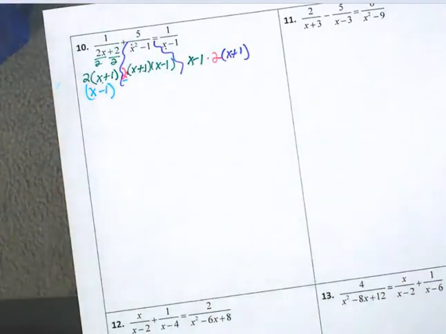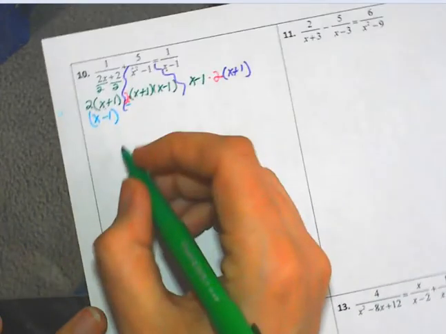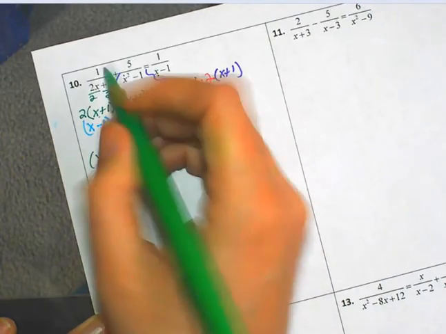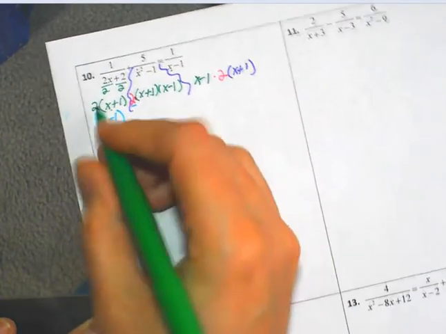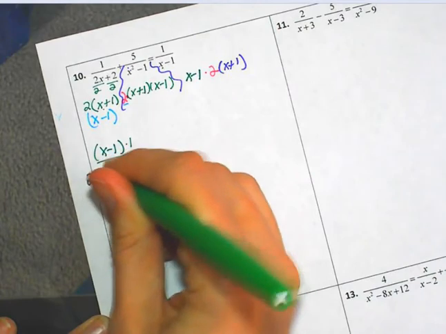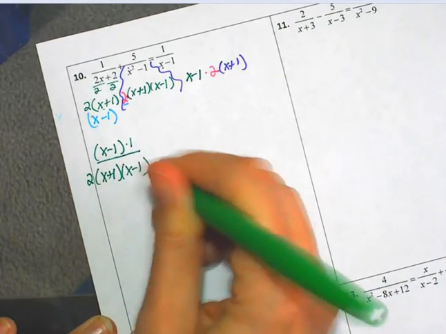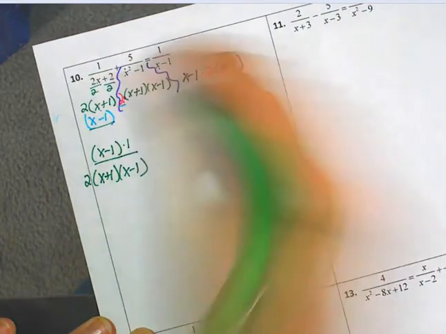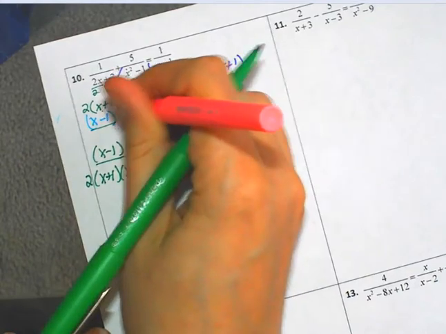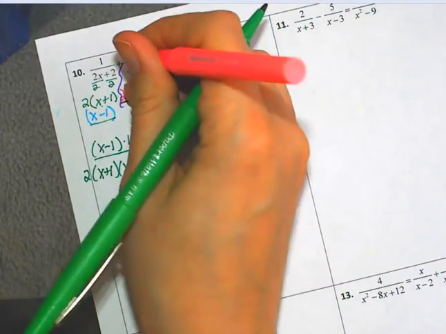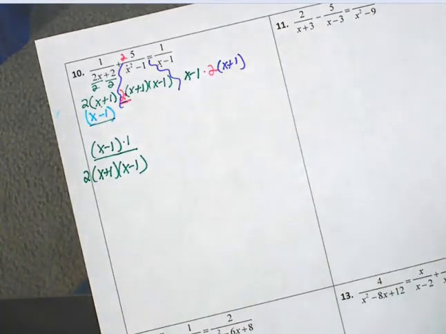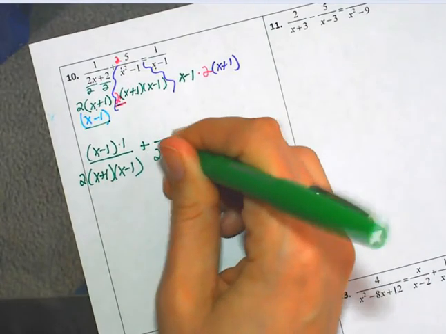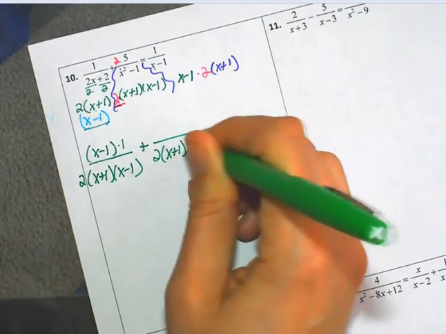All right, so remember, if we do that to the denominator, we need to do it to the numerator. So here we have x minus 1 times 1, and then in the bottom we have 2 times x plus 1, x minus 1. Okay, the next one, I'm just missing the 2. So if I multiply the bottom times 2, I need to multiply the top times 2. So I have plus, remember on the bottom, I have 2 times x plus 1, x minus 1.